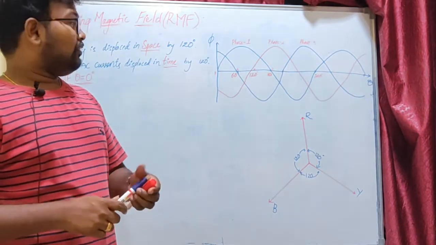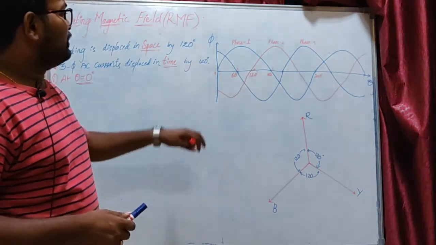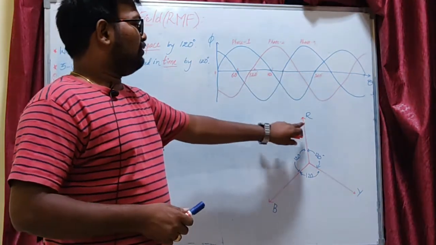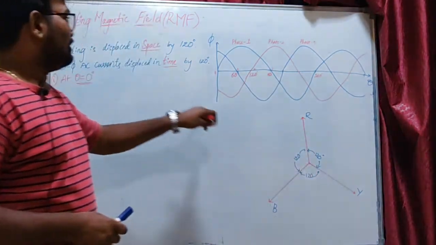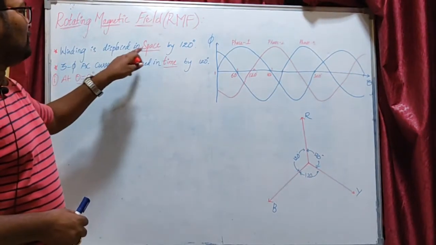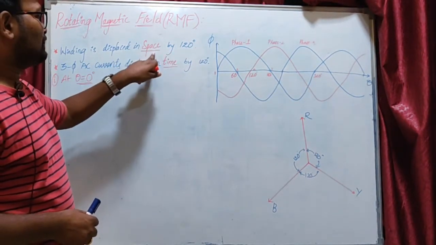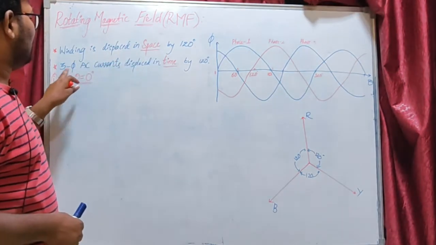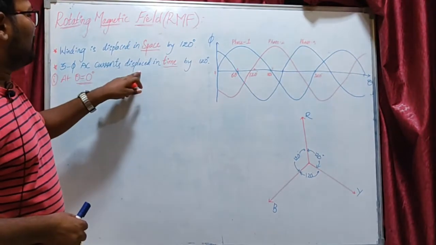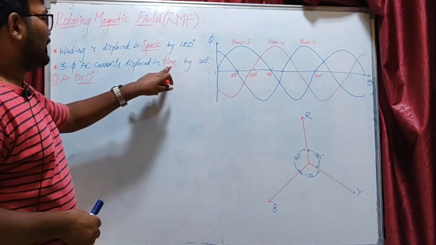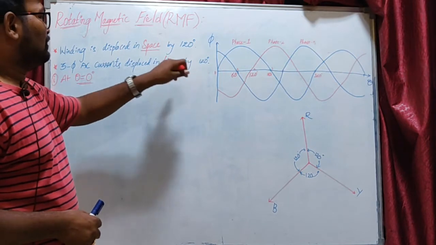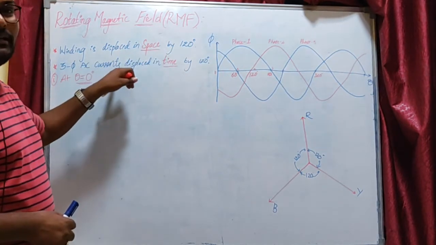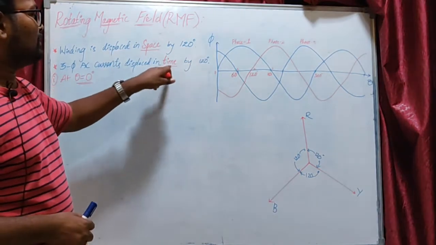Okay. So as I told you, we are applying three phases to the three-phase induction motor. So these are the three phases, whose windings are displaced by 120 degrees in space. That means the winding is physically displaced by 120 degrees, and the three phase currents which are applied to our winding are displaced in time by 120 degrees. Winding is displaced in space by 120 degrees and currents are displaced by 120 degrees in time.